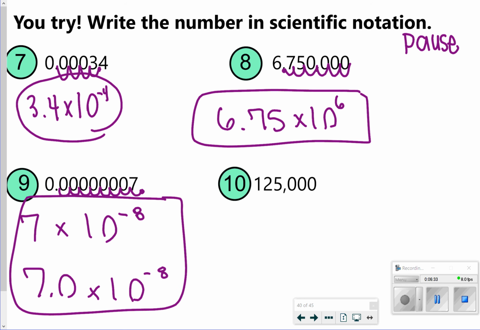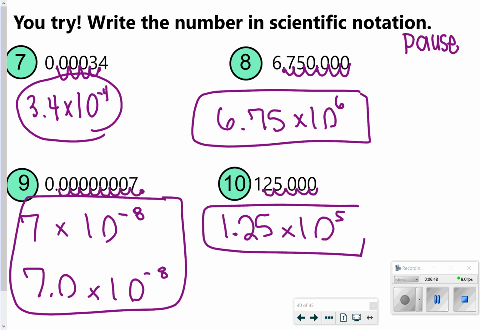And then the last one on this page, number 10, I have a decimal that needs to go between the 1 and the 2 to make 1.25. And then my exponent would be 1, 2, 3, 4, 5. So 1.25 times 10 to the 5th power.